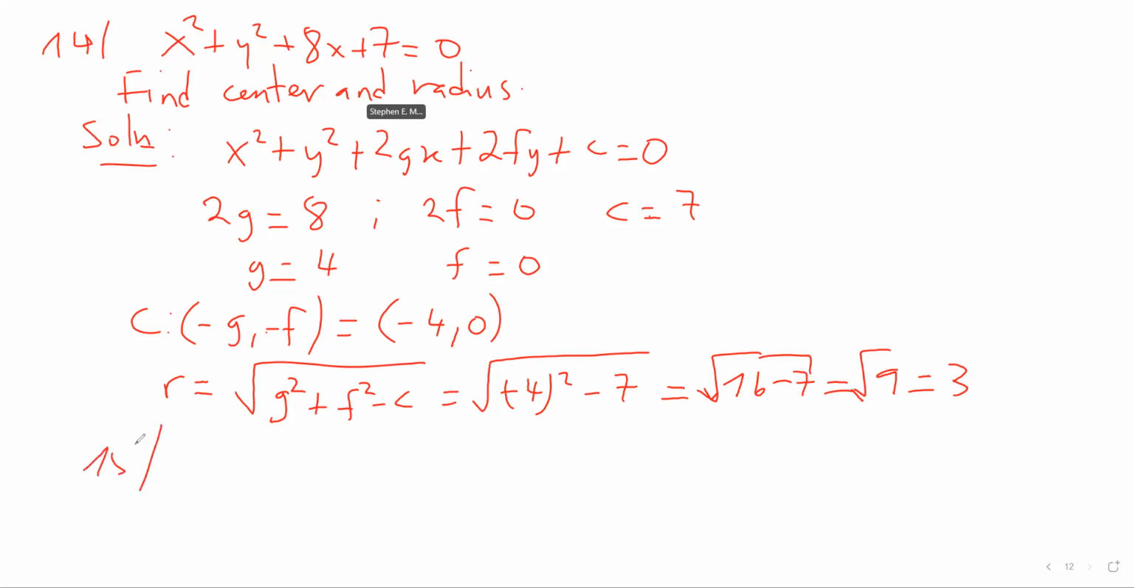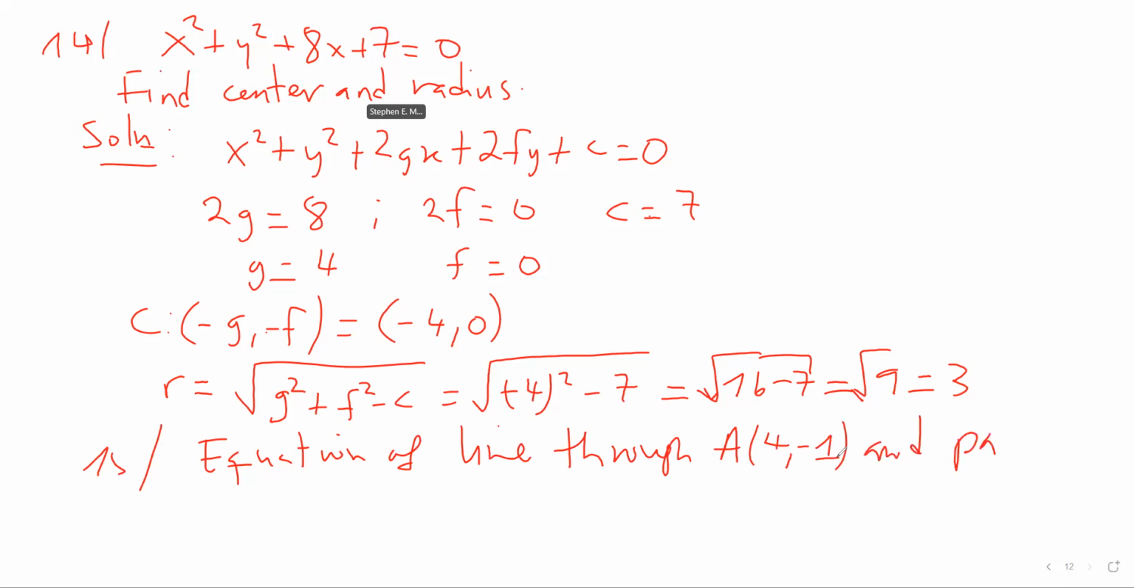15, we want to find the equation of the line through (4, minus 1) and parallel to the x-axis.